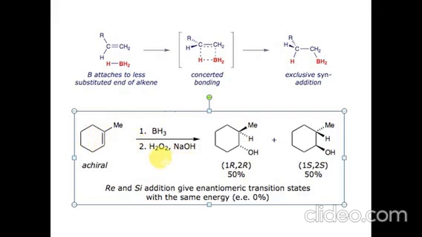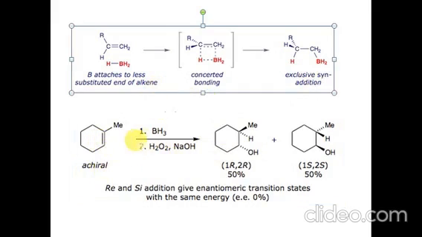In the next step, we add hydrogen peroxide. What hydrogen peroxide does is replace the borane BH2 group with a hydroxyl group. So in this specific reaction, we get two products. One in which both hydrogen and hydroxyl are on the same side, above the plane, and the other in which both are on the same side, below the plane. So this reaction is stereospecific.